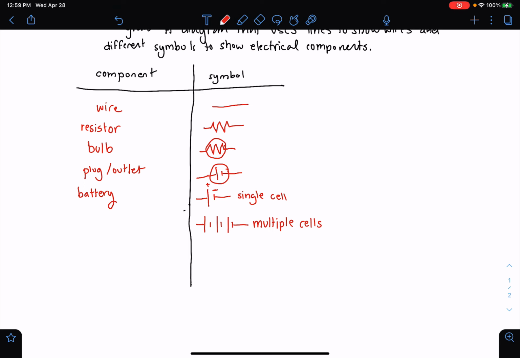The next thing that commonly shows up is a switch. A switch is a really easy way to change a circuit between closed and open. When you open the switch, it will open that part of the circuit, and when you close the switch, it will close that part of the circuit. These are shown with a hinged line. So this one here is an open switch. If the switch is closed, it will look like this. So it's kind of like a door.